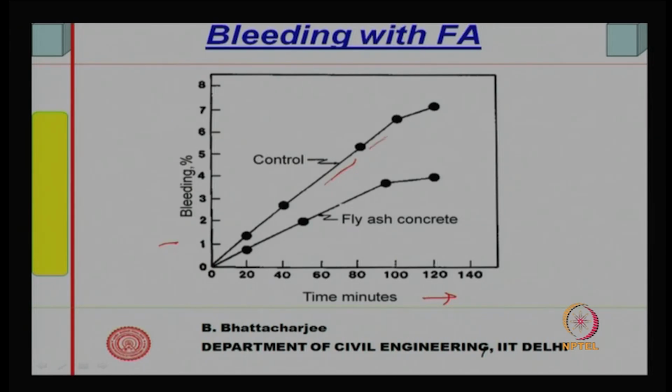If I express it as a percentage, we find that normal concrete, controlled concrete, shows a high amount of bleeding, or you can talk in terms of percentage of water, the volume of water which has come in. So, this will be clear when we discuss bleeding itself, but fly ash reduces the bleeding, this is understood, the difference is quite significant.